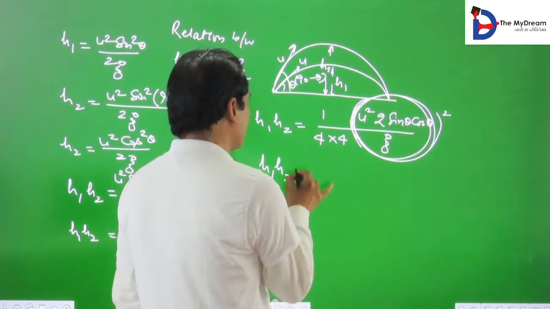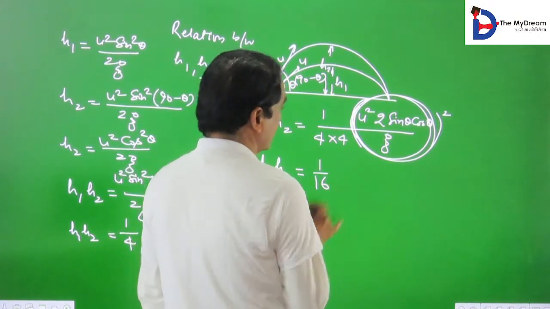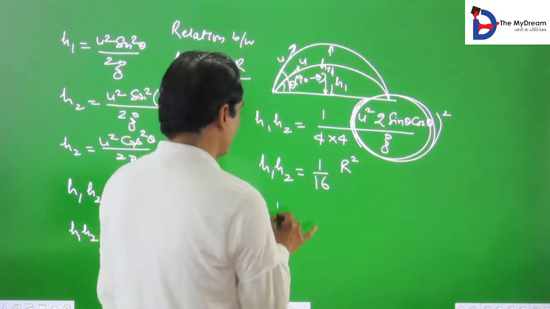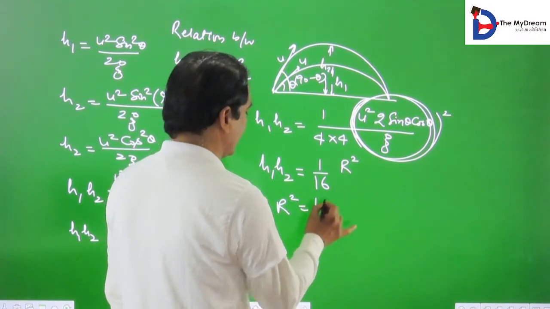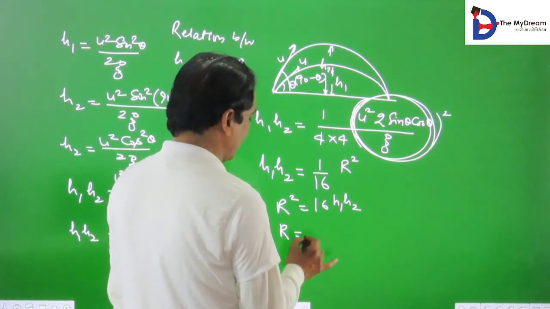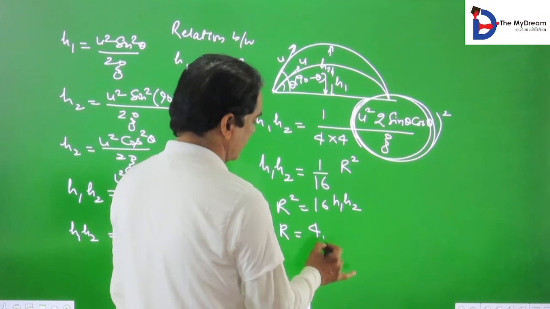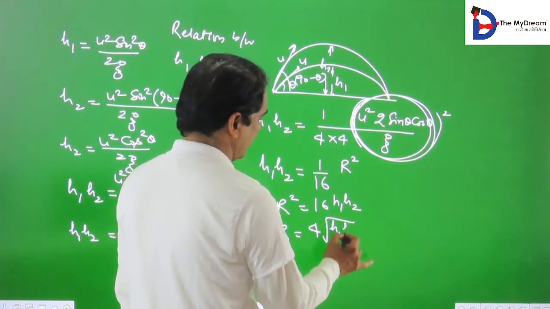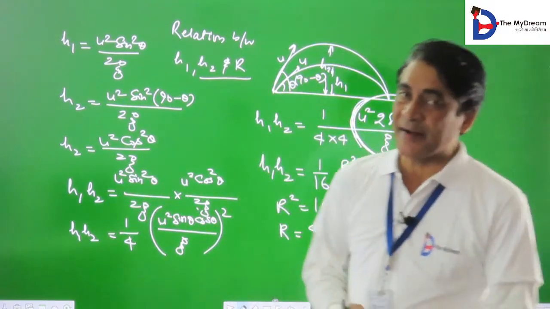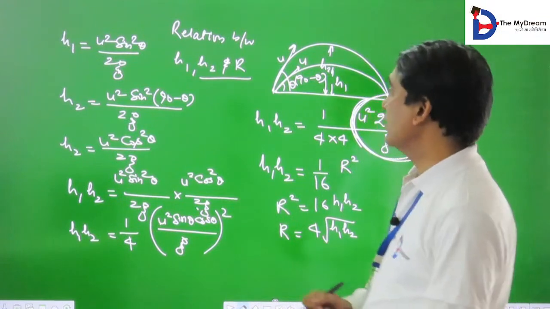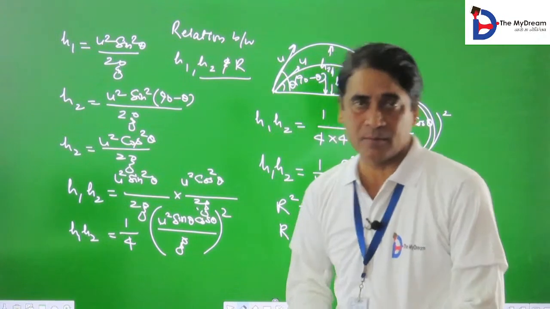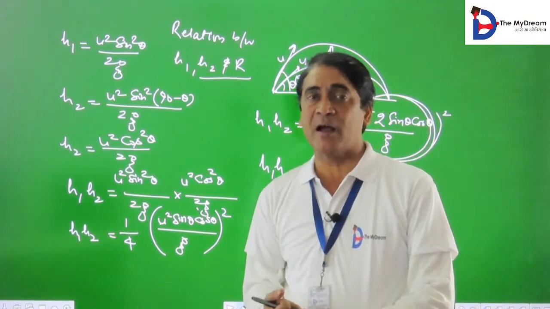h1 into h2 is equal to R square by 16. So R square is equal to 16 h1 into h2, so R is equal to 4 square root of h1 into h2. So this is the relation between the heights and the range when the two objects are thrown with a certain velocity, making angles theta and 90 minus theta.